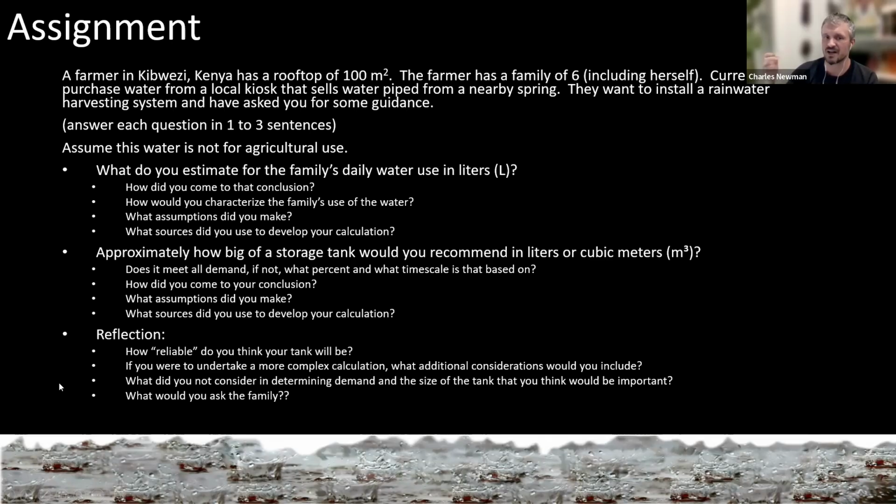And then lastly here, we're going to ask for some reflection. How reliable would you say your tank will be? And if you were to undertake a more complex calculation, what additional considerations would you include? Most importantly, what did you not consider in determining demand for the size of the tank? What do you think would be most important? What would you ask the family? You have no opportunity here to ask the family beyond what the prompt gives you.